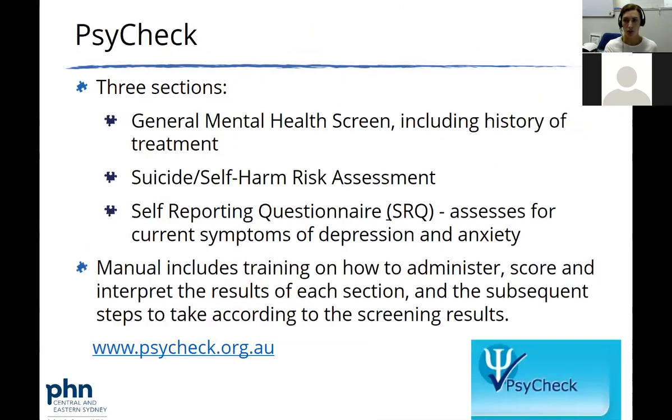The Australian SciCheck screening tool has been shown to be a valid and useful resource for clinicians. It has 3 sections, which are a general mental health screen, including a history of treatment, a suicide and self-harm risk assessment, and the self-reporting questionnaire, or the SRQ, which assesses for current symptoms of depression or anxiety. The SciCheck manual includes training on how to administer, score, and interpret the results of each section, and what steps to take according to the screening results. More information on the SciCheck screening tool can be found at the link I've put on screen there.